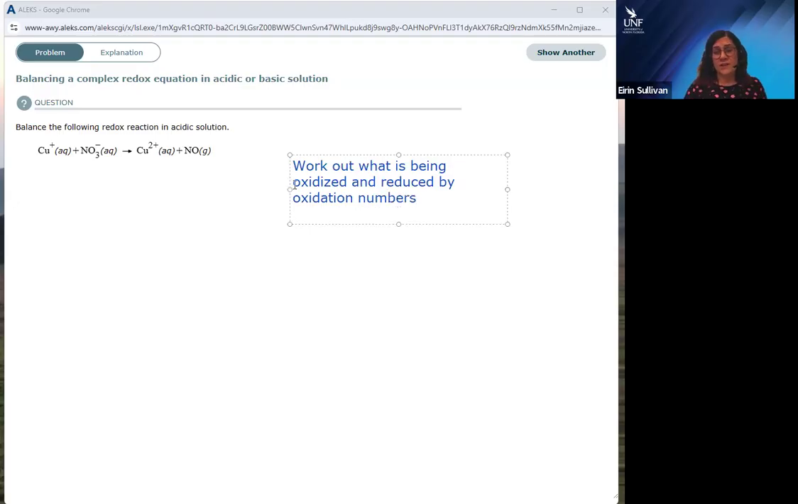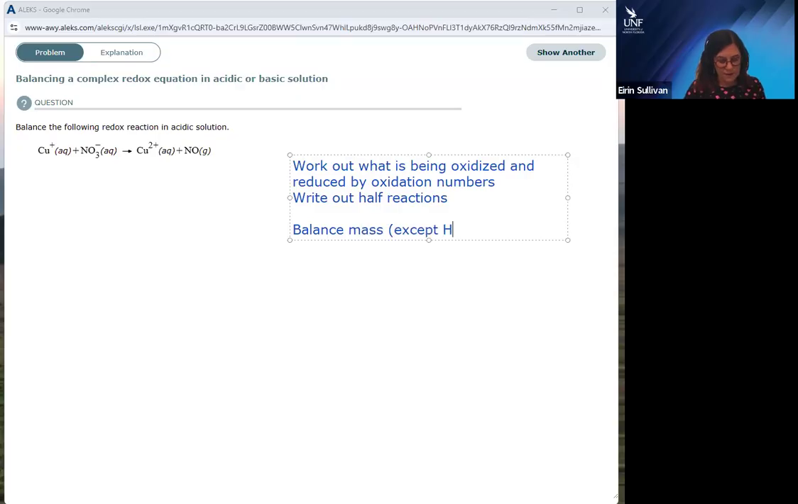Remember, oxidation is an increase in oxidation number, reduction is a decrease in oxidation number. Then we're going to write out our half reactions and balance them separately. Whether you're in acidic, basic, or neutral solution, the first step is to balance the mass of everything except any hydrogens and oxygens. Any elements that are not hydrogen and oxygen that appear on both sides of the equation, you want to make sure they're balanced.